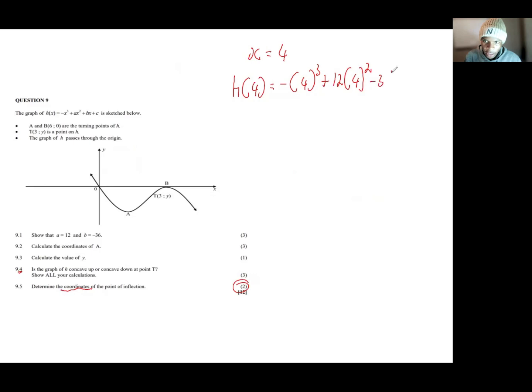And then minus 36 and then 4 here. So obviously in your calculator now, you want to punch all of that in, and then we get what? Negative 16. So our coordinates for the point of inflection are 4, negative 16, right? And that's how you were supposed to solve that question, for a total of 12 marks, right? So it was a pretty interesting question there.